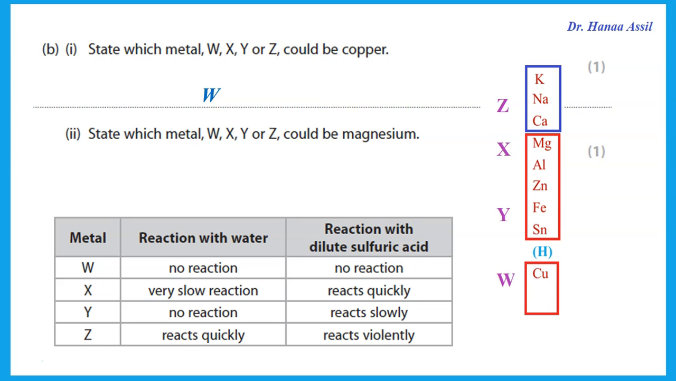State which metal could be magnesium. Again, we said magnesium is the one that reacts very slowly with water but reacts quickly with acid. So that must be X.